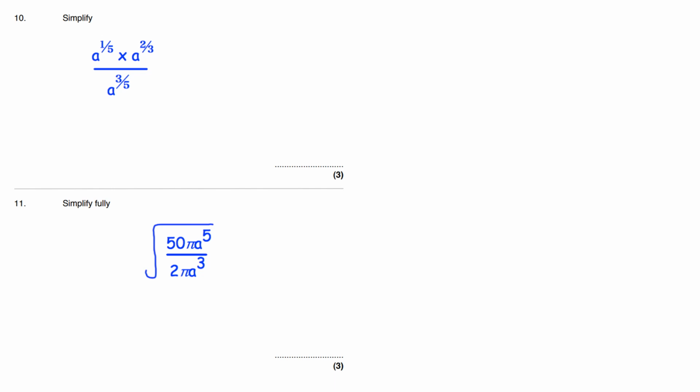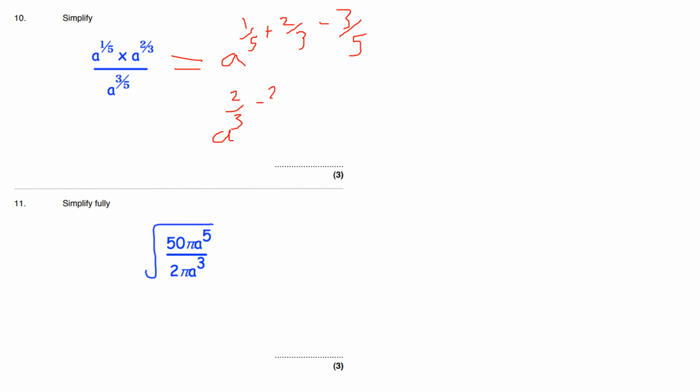Okay, so this one is a bit more tricky. I'm just going to add the powers, being very careful actually. So I'm going to have a to the power of 1/5 plus 2/3. And then I'm dividing all that by 3/5. So I'm going to subtract 3/5. I can actually do this in one go, but obviously I'm taking my time, so being very careful. So 1/5 take away 3/5 will be 2/5. So I'm going to have a to the power of 2/3 subtract 2/5.